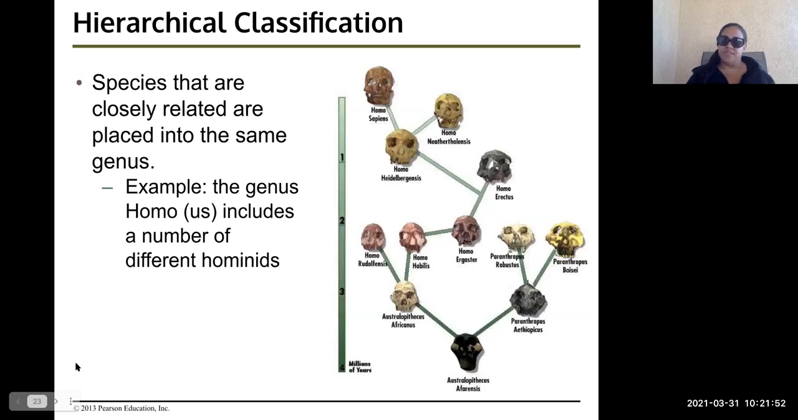Species that are closely related are placed into the same genus. Example, the genus Homo, which is us, our genus, includes a number of different hominids. Homo sapiens is us. Right before us were the Homo neanderthalensis, the Neanderthals. Homo heidelbergensis, Homo erectus, Homo habilis, Homo ergaster. We are all closely related, so we are placed in the same genus, but we are not the same species, which is why the second name, sapiens, neanderthalensis, those are different.